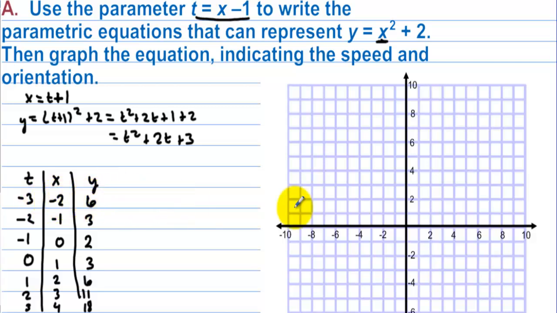Let's plot those points. We have negative 2, 6, negative 1, 3, 0, 2. Then we have 1, 3, 2, 6, and then 3 is a little bit off the chart. That's up there at 11, and then 4 is way up at 18. So we started at this point, and we worked our way left to right. So we'll indicate that with little arrows as we go along here.